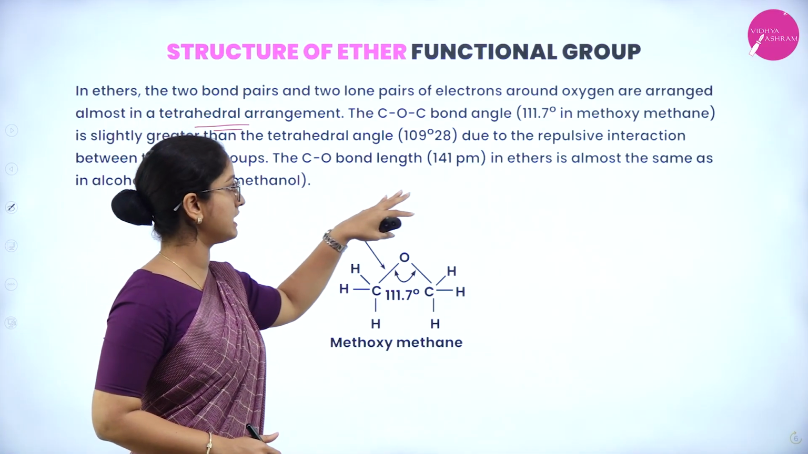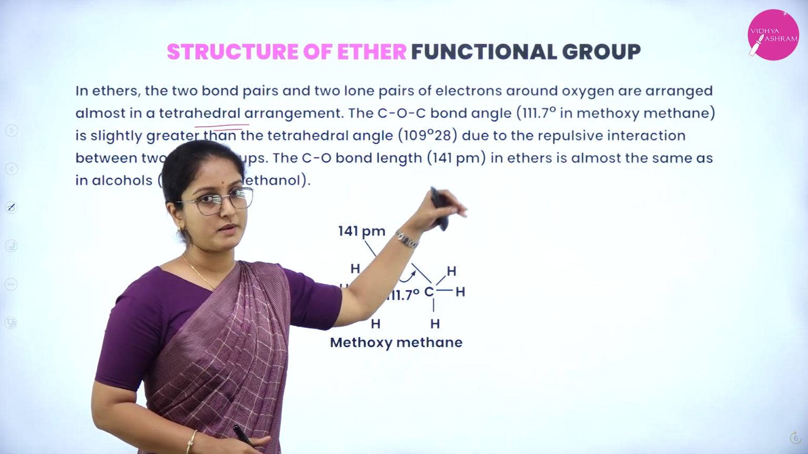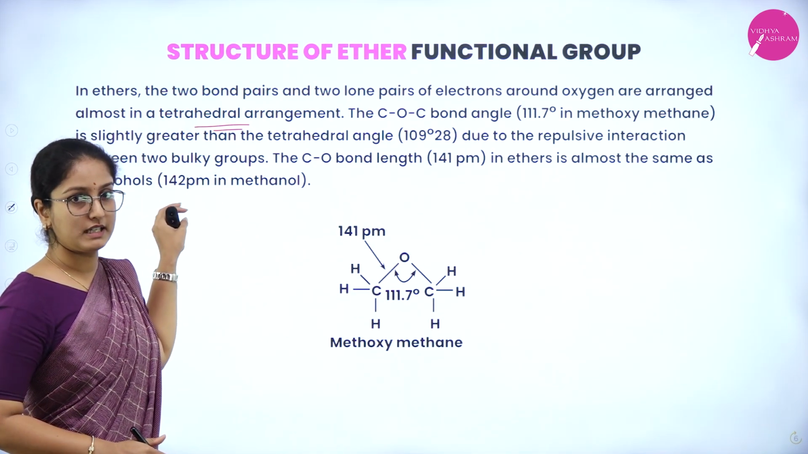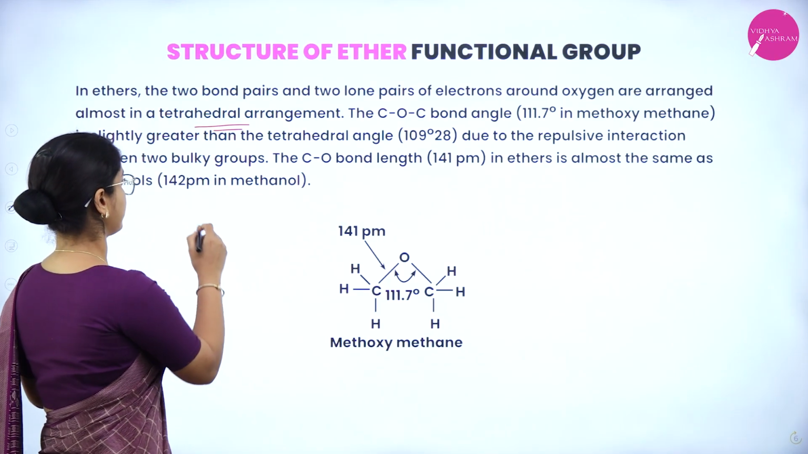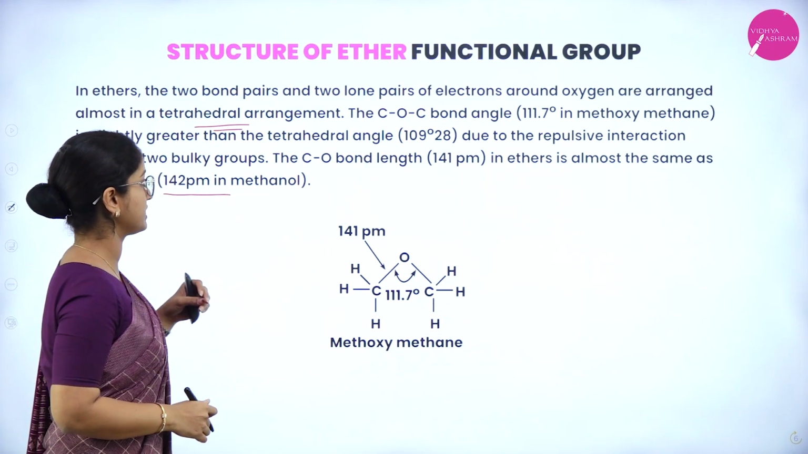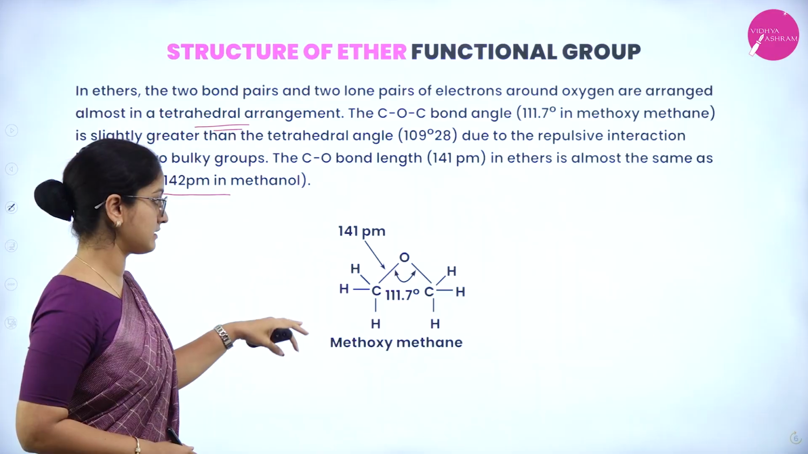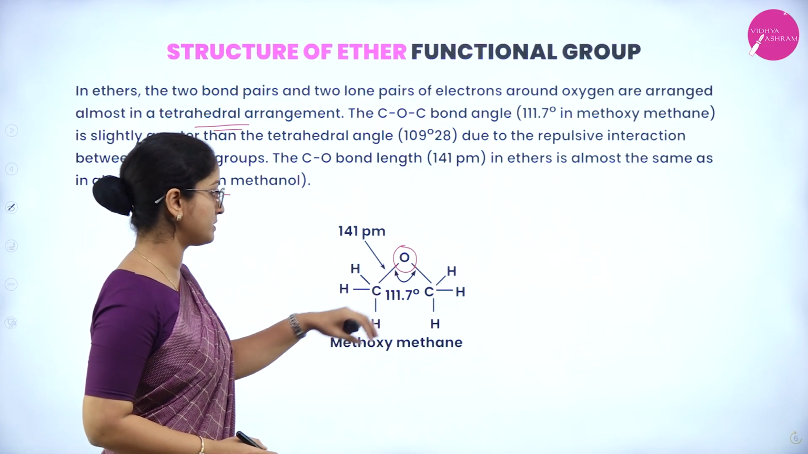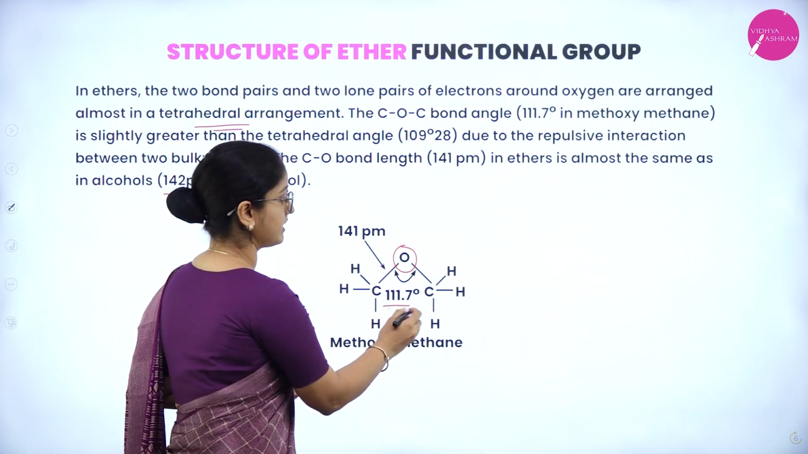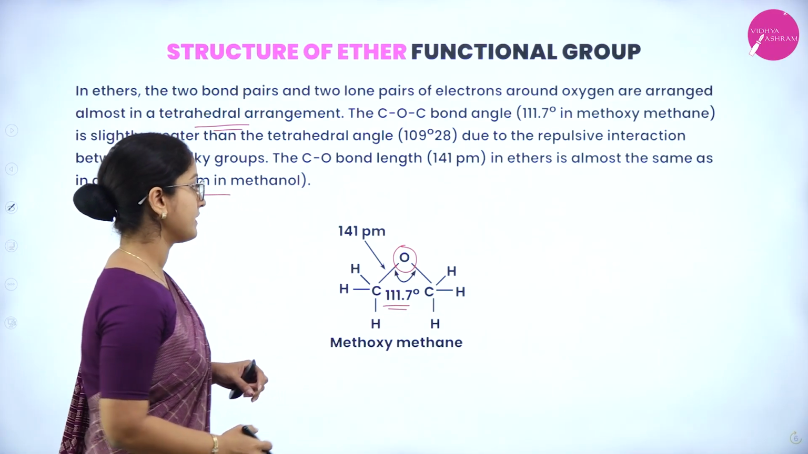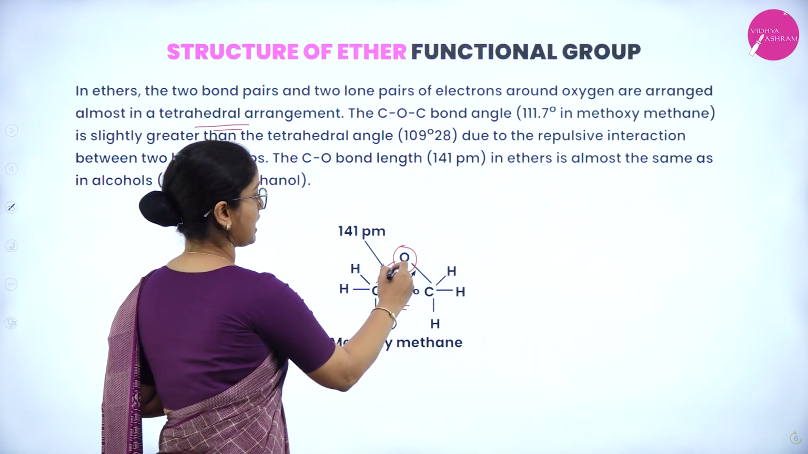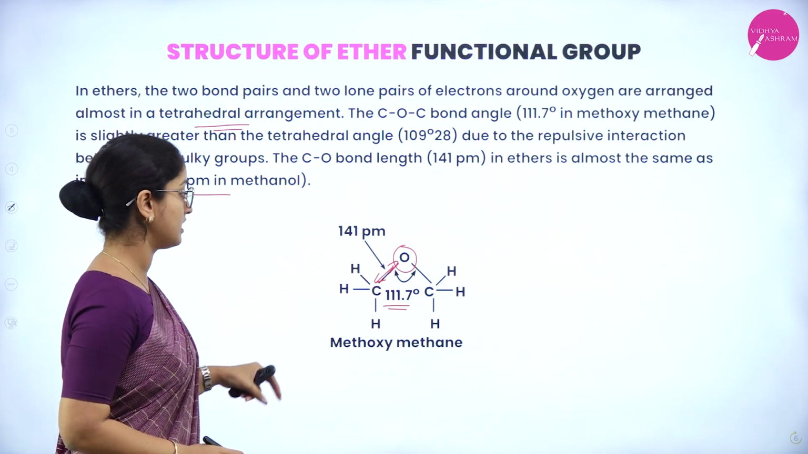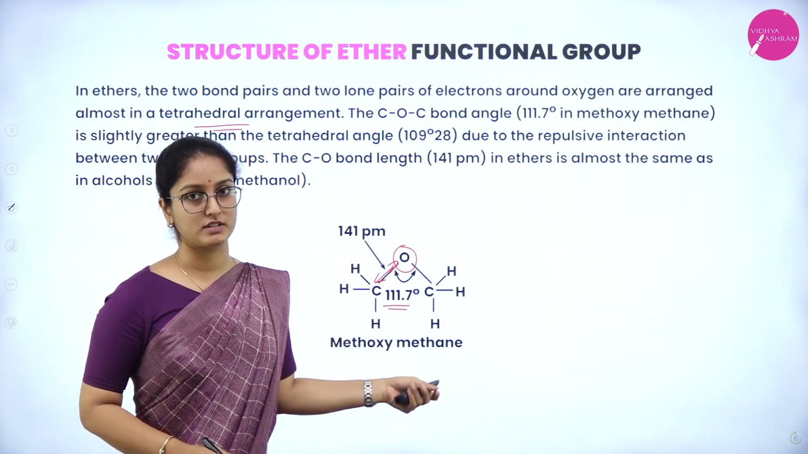So the C-O bond length, that is around 141 picometer in ethers, is almost the same as the bond length in alcohols, which is 142 picometer in methanol. So here is a structure wherein oxygen atom in between the alkyl groups will have a bond angle 111.7 degree, and the bond length between carbon and oxygen is around 141 picometer. So this is an example of methoxymethane.